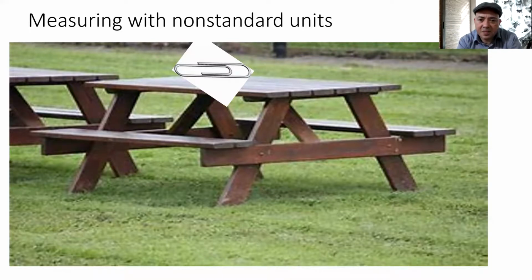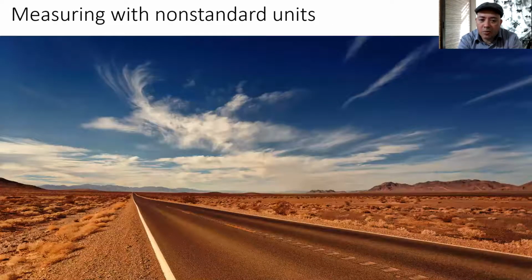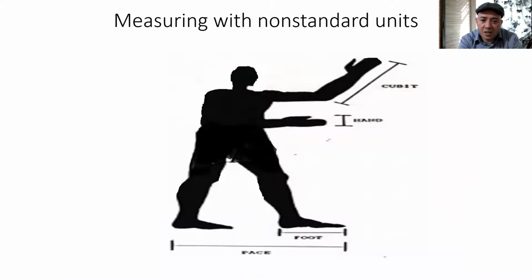Let's see. What if I want to measure that little tiny house? How many paper clips long is that little wall? What if I want to measure a long road? That's amazingly long. With a paper clip chain, it's gonna take forever. People start using non-standard measures with part of the body. You can see they use the arms to measure, the hands to measure. How about the foot? How about the pace, the distance between one foot and the other?